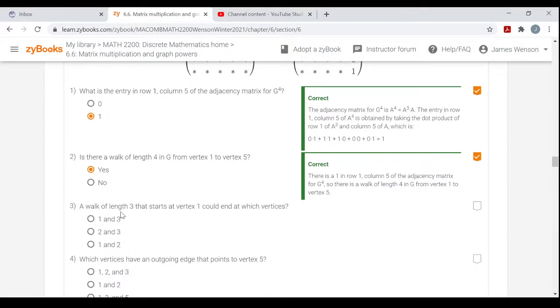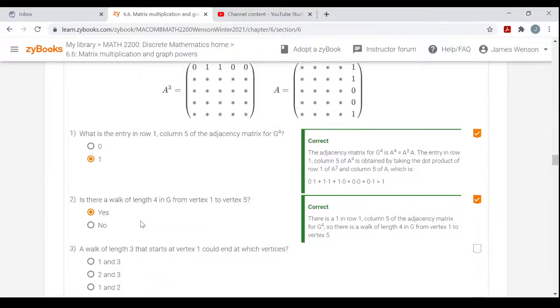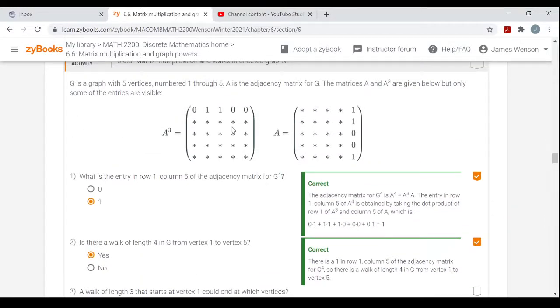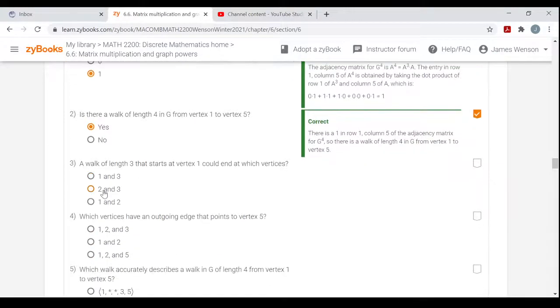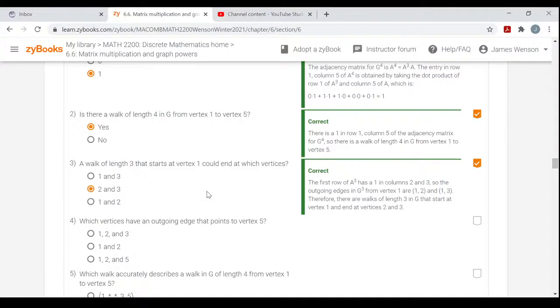A walk of length 3 that starts at vertex 1 could end at which vertices? So this is length 3, so you're looking at A cubed, which I've already looked at up here. And this first row corresponds to starting from vertex 1. So see how there's a walk of length 3 on the original graph from vertex 1 to vertex 2, there's a 1 there, and vertex 1 to vertex 3, and that's it. So just 2 and 3.